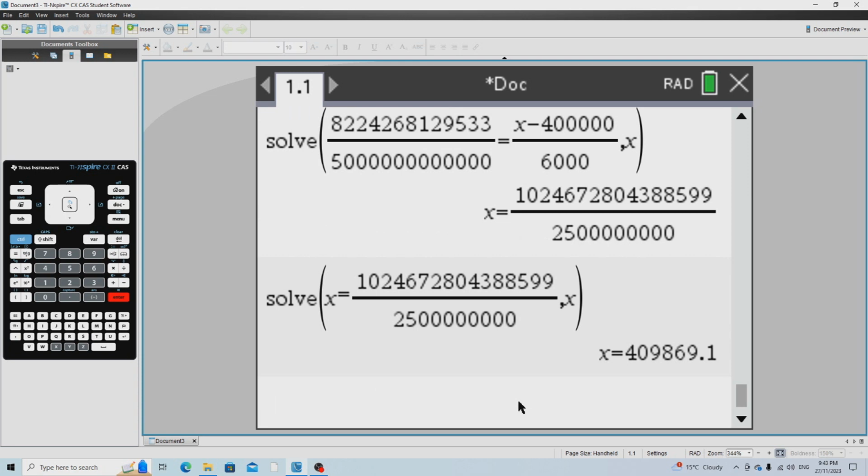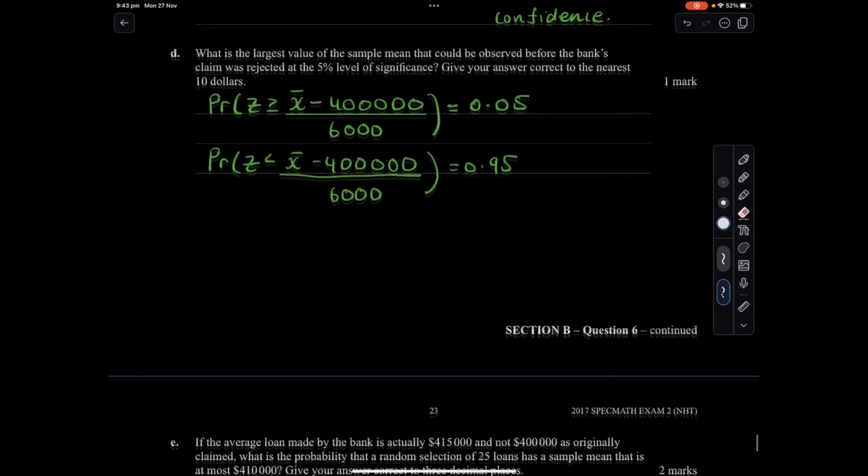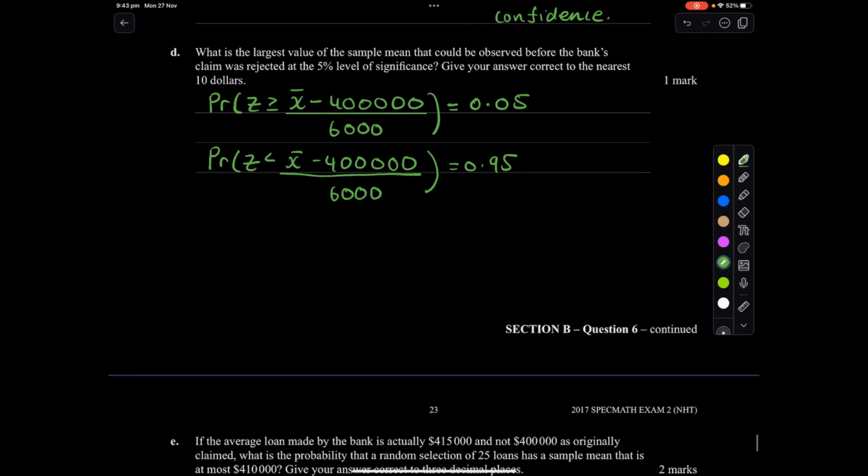So to the nearest $10, your sample mean is 409,870. Yeah, that's pretty much it. Let's put that dollar sign in there.